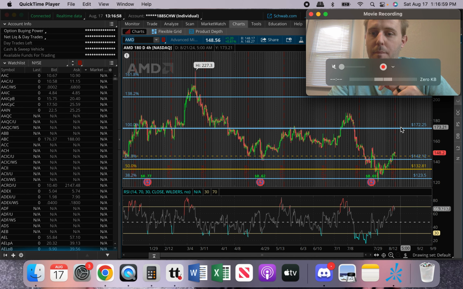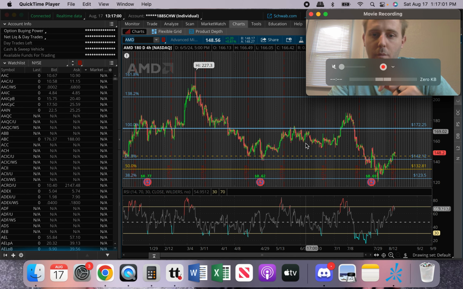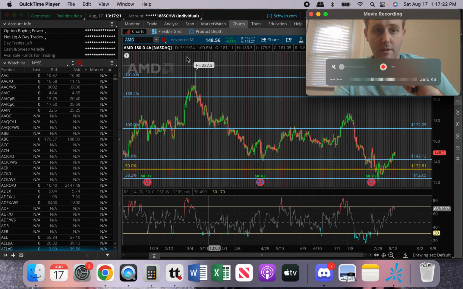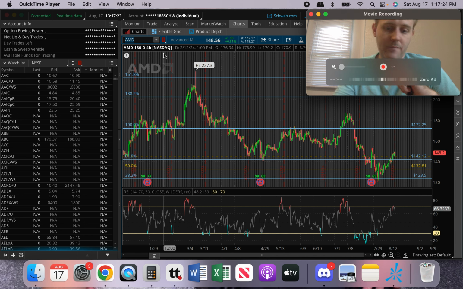Maybe we'll see a pop up to this 172 level or back around to this consolidation area. But for now, it's just hanging out above this support level here at 144, 145, and I put on a put credit spread at 135 and 130 just a few days ago, and that moved up quite nicely as soon as I put on the trade. So that was a good trade, and I'm still in that at the moment.